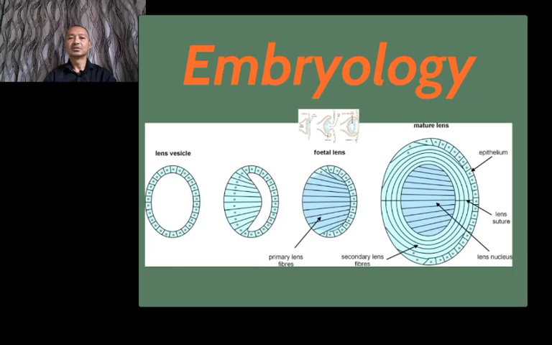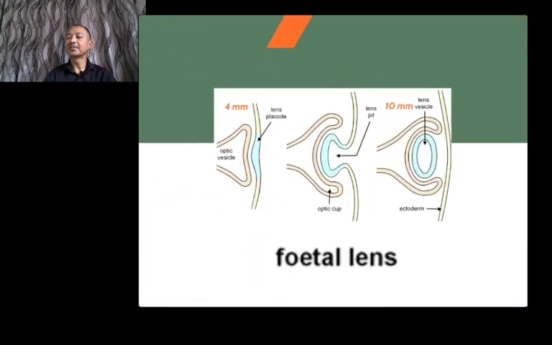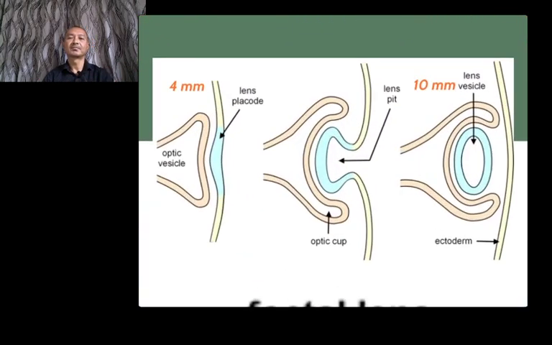So let us look at the embryology of the lens. We have seen many times how the lens develops at the 4 millimeter stage when the protein crystalline starts developing in the human embryo. It forms the lens placode. This is from the surface ectoderm. The lens starts thickening up because of the stimulation from the formation of crystalline protein.